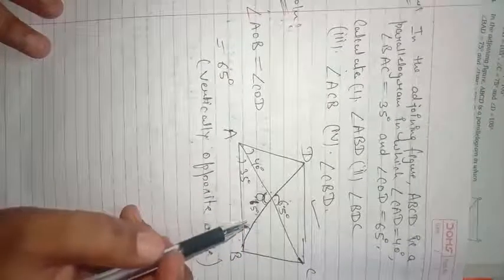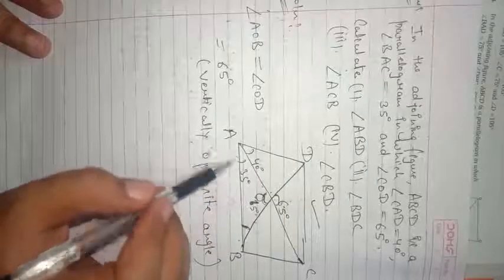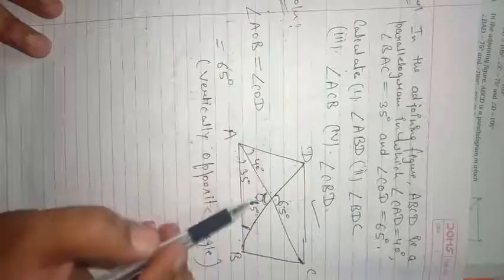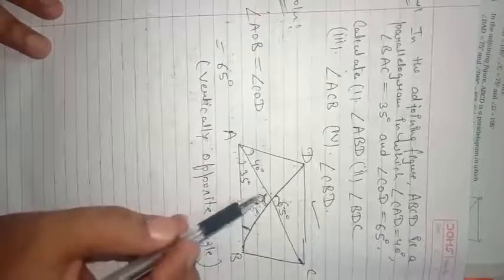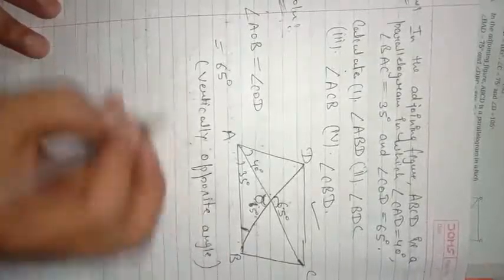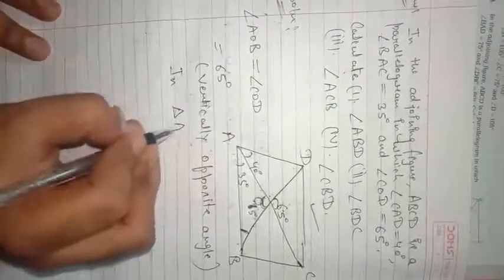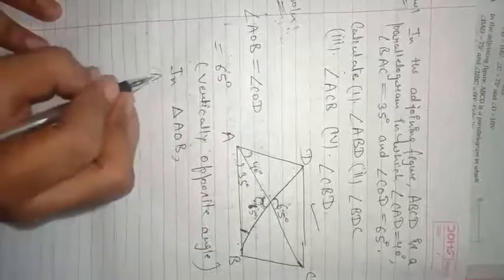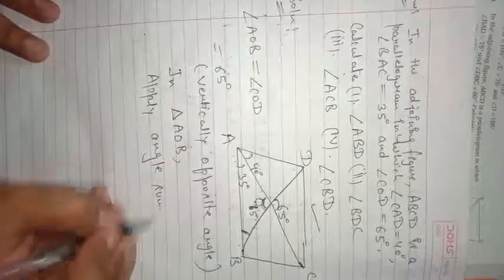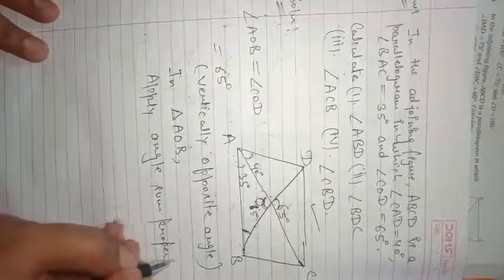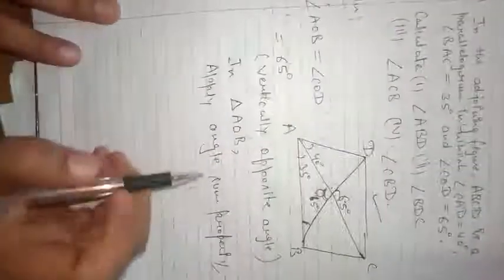So what will be the advantage of calculating this angle? You will say, sir, this angle needed to be calculated and you have calculated this angle. So students, now as you can see, this is a triangle, and in a triangle, if two of the angles are given to us, then one unknown angle we can calculate easily. So in triangle AOB, apply angle sum property. So students, if we apply the angle sum property in triangle AOB, what will be its value?